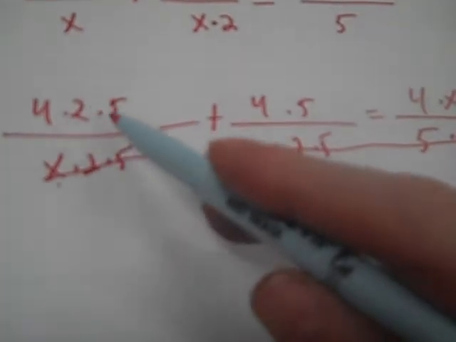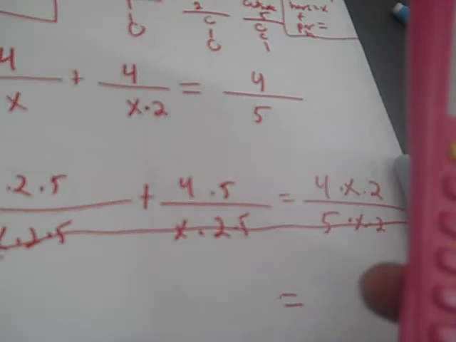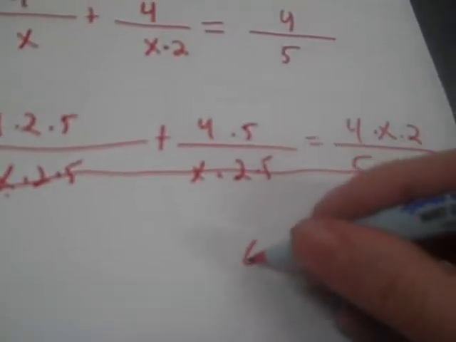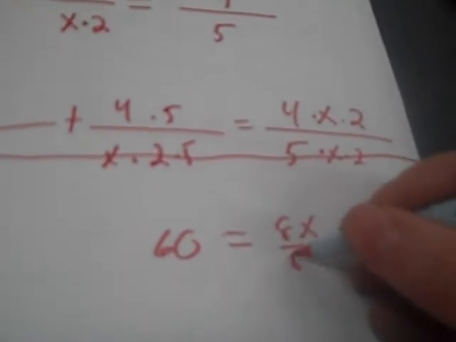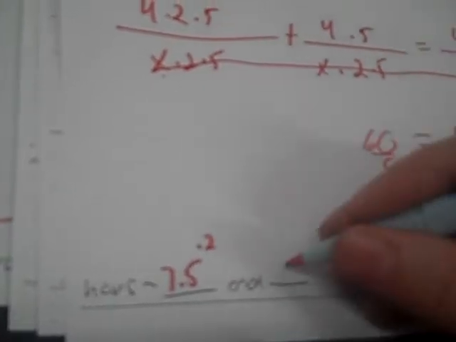Now, 4 times 2 times 5, and you can just go on a calculator now. 4 times 2 times 5 plus 4 times 5 is 60. Then we're going to take, that's 8 with x. Then I divide by 8, and 60 divided by 8 is 7.5. Find the second answer, just double it, 15.